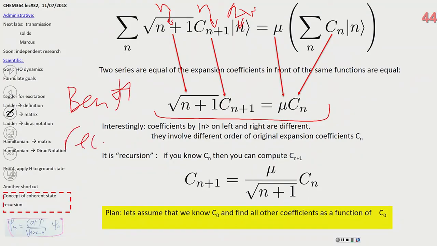Recursive. So recursion means if you can rewrite it in this way, the next coefficient will depend on the previous one. So if you know coefficient C0, we will be able to find C1. If you know C1, we will be able to find C2, right? So there is a progression to find that.